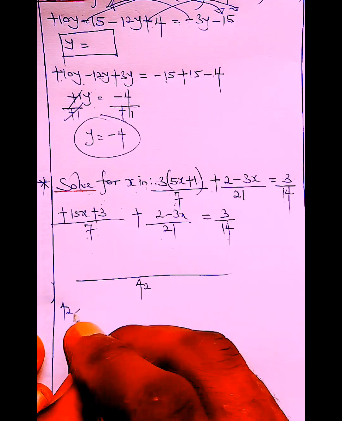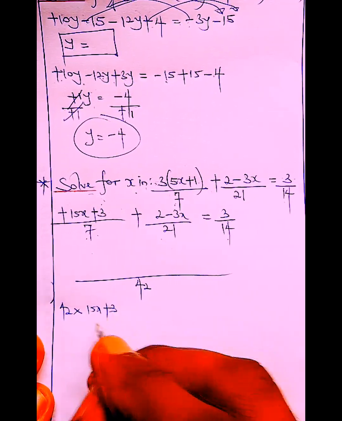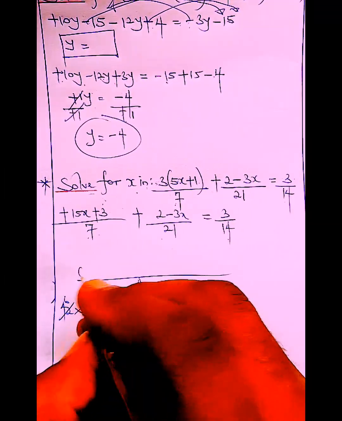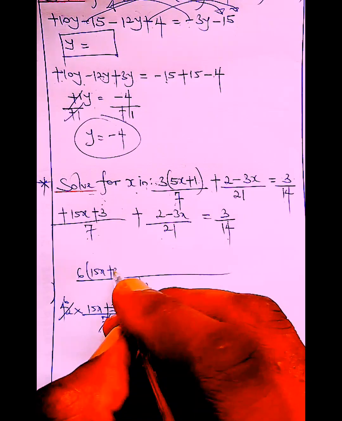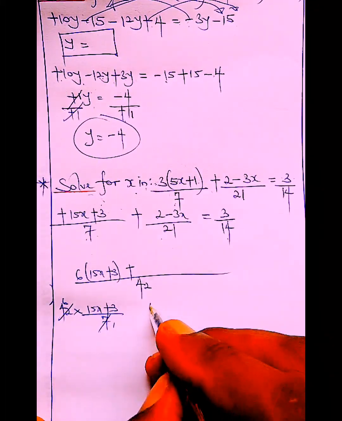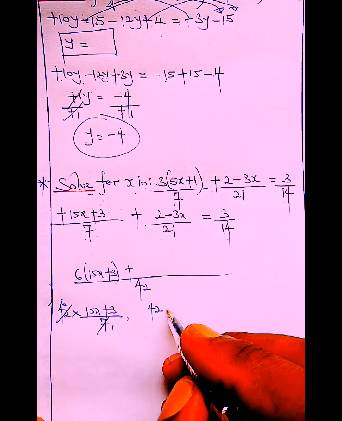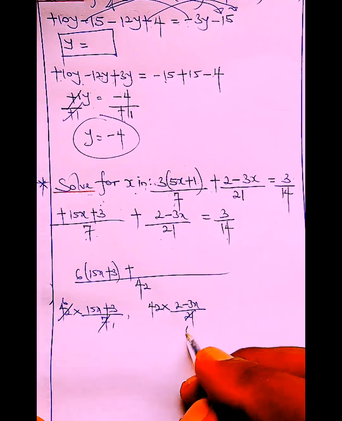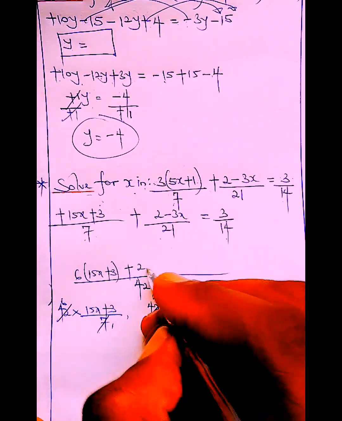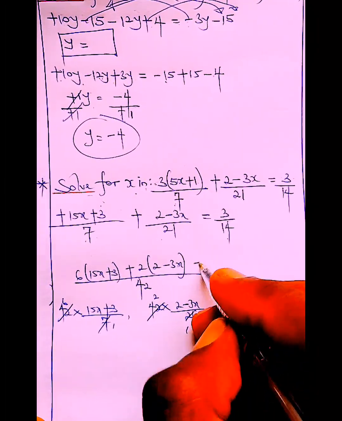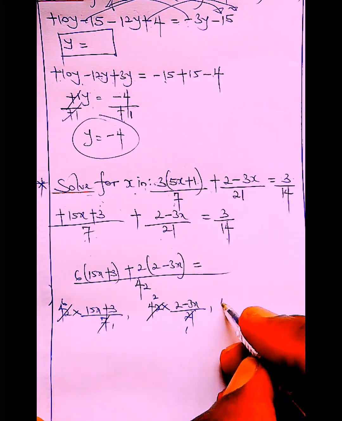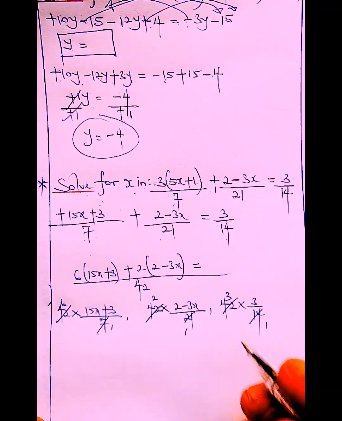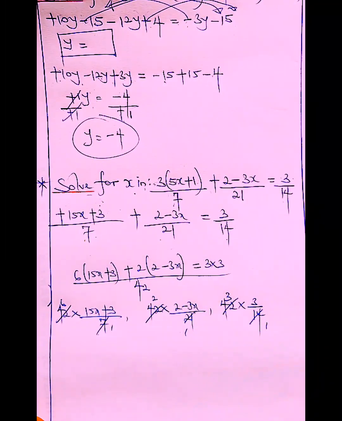So that will be 42 times 15x plus 3 over 7. 7 here 1, 7 here 6. So what do we have? We have 6 left, open bracket, 15x plus 3. Then we have our plus here. Let's do it for the second quantity. So 42 times 2 minus 3x over 21. 21 here 1, 21 here 2. So 2 open your bracket, 2 minus 3x equals. Let's go again for the very last time. 42 times 3 over 14. 14 here 1, 14 here 3. So 3 times 3, which is 9.